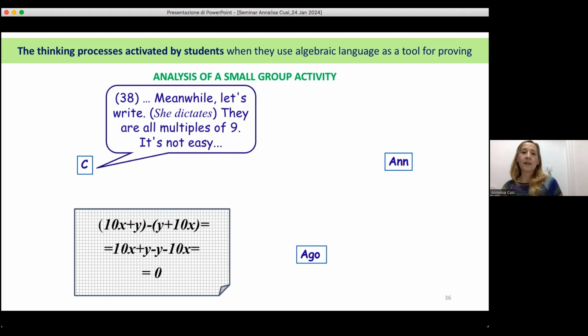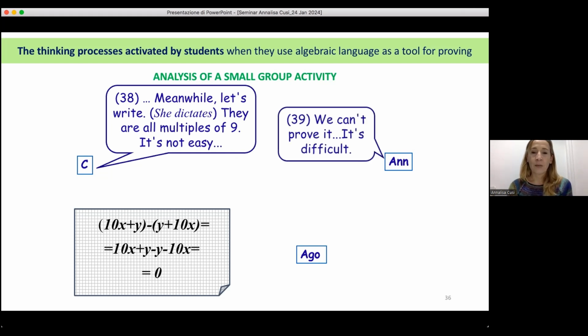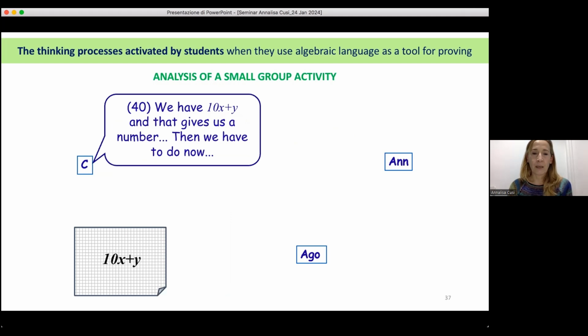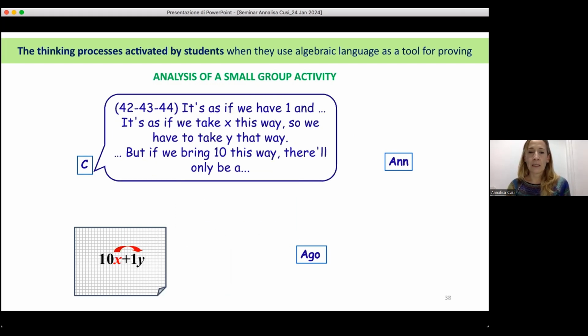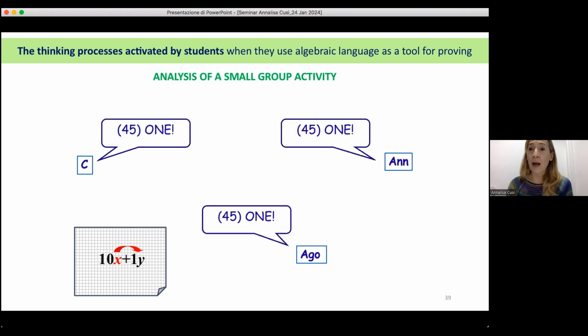And she dictates they are all multiples of 9. It's not easy. We can't prove it, it's difficult. We have 10x plus y, and that gives us a number. Then we have to do now, and Ego reads, inverting the digits. It's as if we have 1, and it's as if we take x this way, so we have to take y that way. But if we bring 10 this way, there will only be 1.